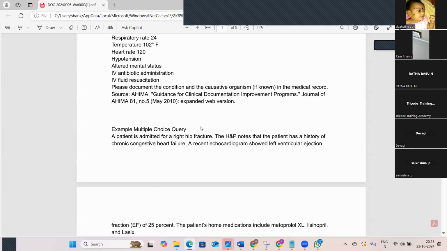Heart failure, correct. So what will we raise? A systolic heart failure query. What query will it raise? Reduced ejection fraction, so we have to raise a query for systolic heart failure.